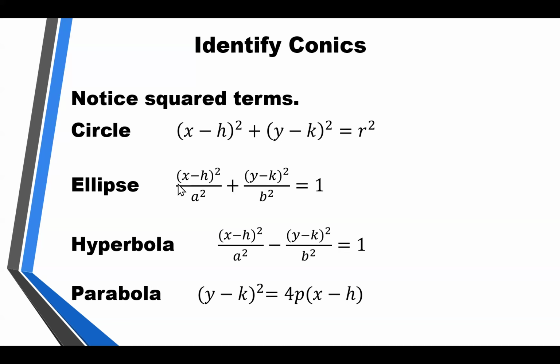Also, I could have multiplied both sides by a negative. So if they were both negative on the same side of the equation, but not identical, well, I will have been given the equation for an ellipse.